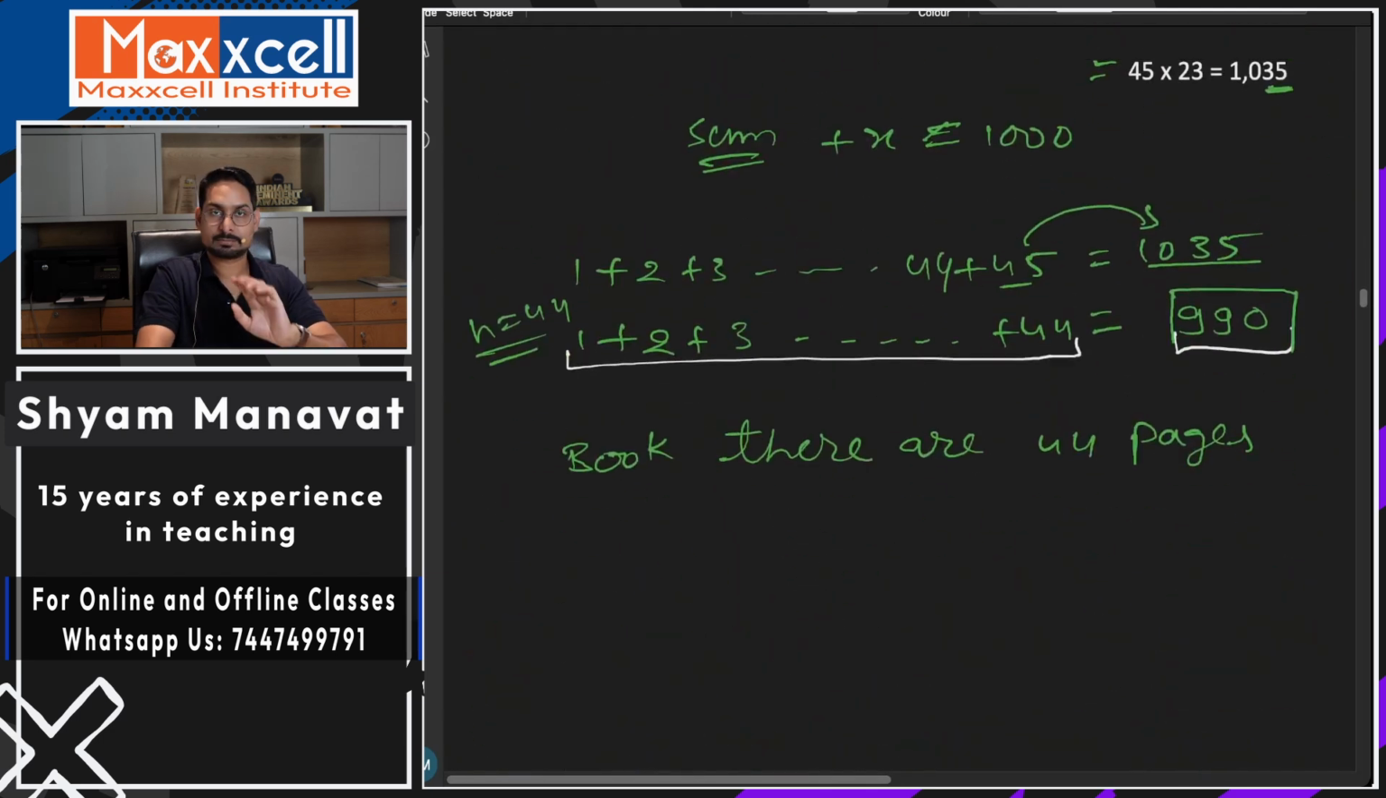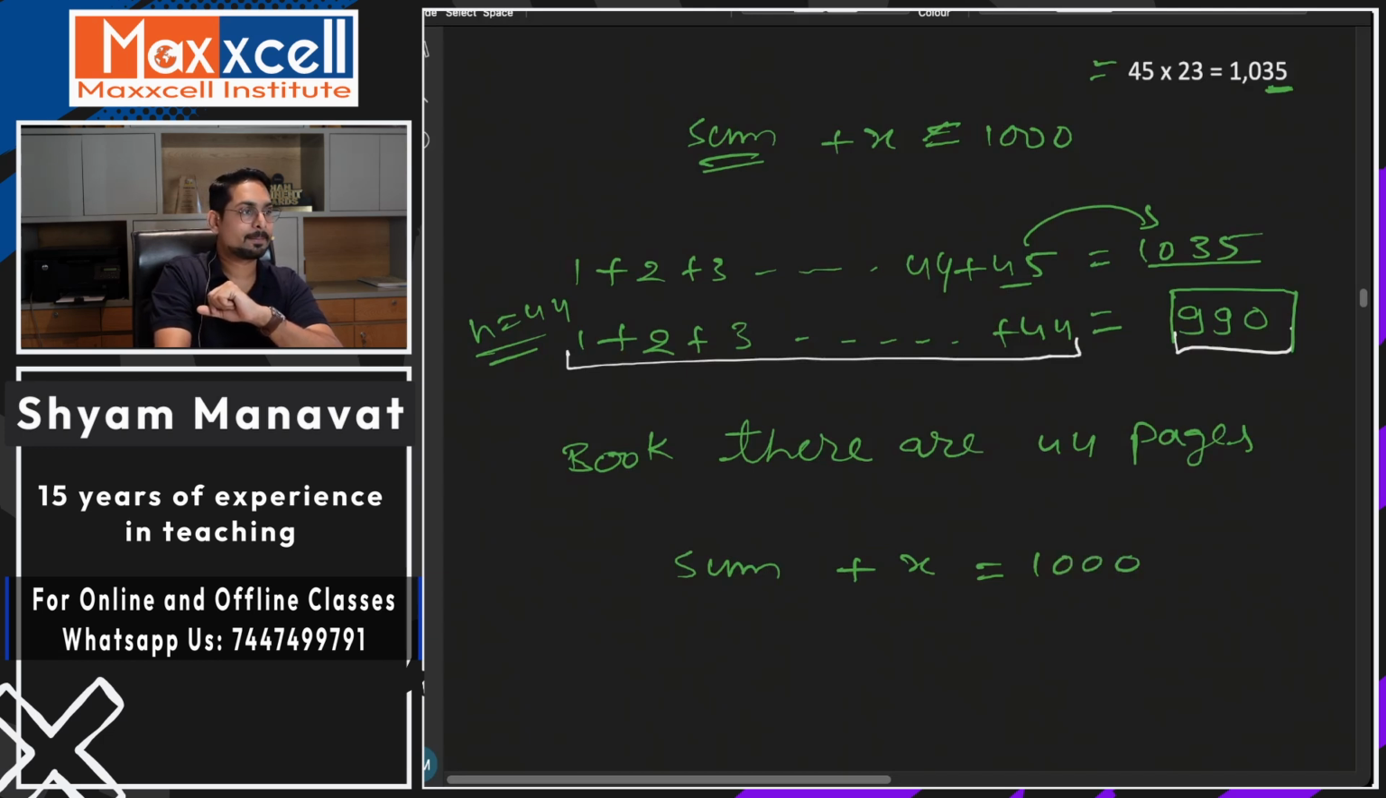Understand. Why am I saying this? This is not the answer. 44 is not the answer. Okay. What do we need to find? The number which is added twice. That means the sum plus the x which is added twice. As per the question, you got the addition to be 1000.